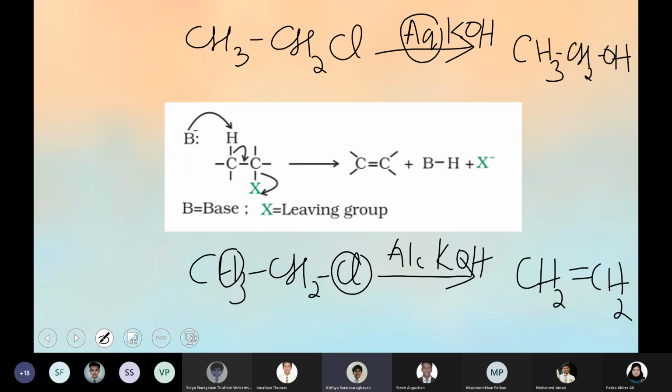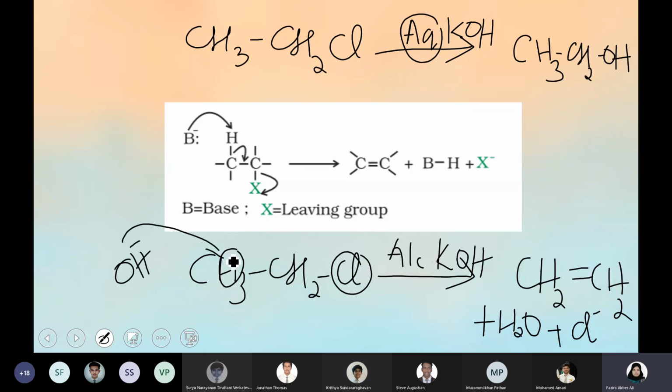Ma'am, will HCl also be found as a side product? In which one? In the second one. In the second one, what are the products? You will get H2O and Cl minus. Because OH minus takes this proton and Cl will be removed out. So OH minus plus H gives H2O, and Cl will exist as Cl minus ion. Any halide. So this is what generally happens when we do the beta elimination.